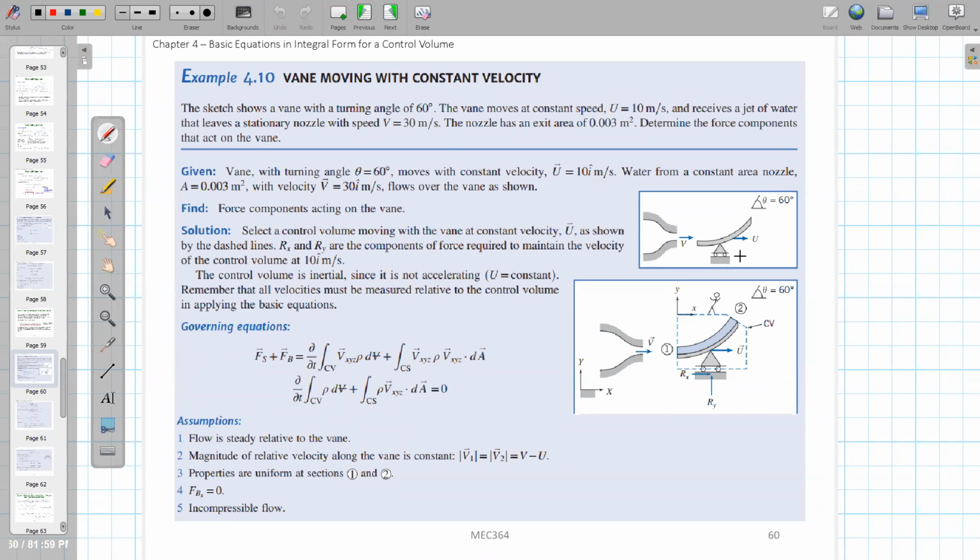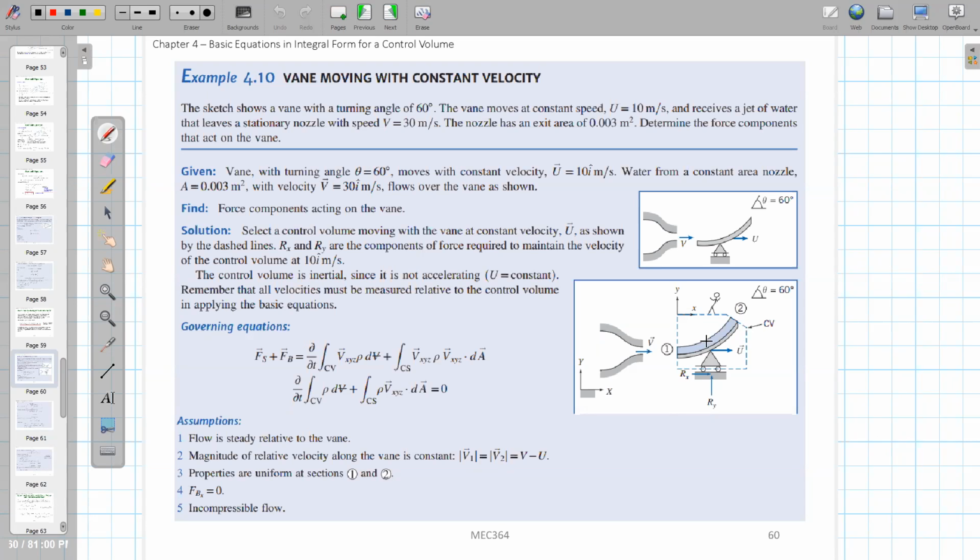So this vane moves with a constant velocity. When we define the control volume, because we want to find the force acting on this vane, we make it include the whole vane region. The special thing is that if we define this control volume attached to the vane, and the vane is moving with a constant velocity, then the control volume itself is also moving with a constant velocity.